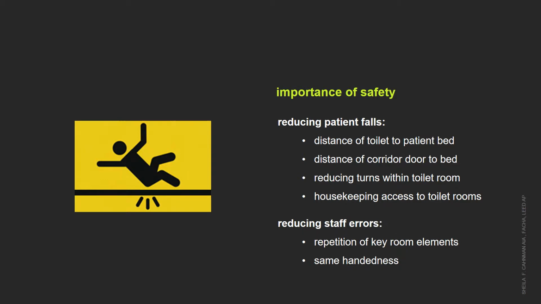Safety is very important for patients. We don't want to have lawsuits from patients falling, and patients fall the most when they're going to the toilet room. So one of the things we look at is decreasing the distance of the toilet to the patient bed and allowing patients to get to the toilet holding on to different elements like grab bars. Distance from the patient's door, the room door, to the bed, so staff members can access patients quicker.